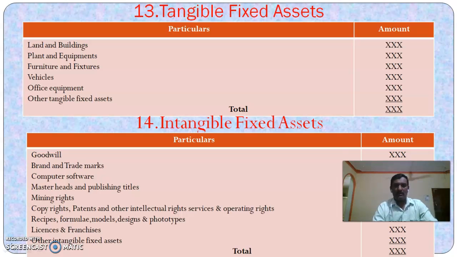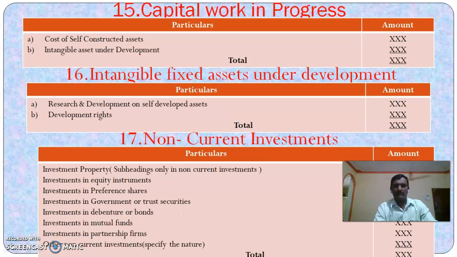the non-current assets head. And then under fixed assets, we have two more important items: capital work in progress and intangible fixed assets under development. These two important items are to be taken separately under separate notes. The capital work in progress covers the cost of self-constructed assets as well as intangible assets under development, if any.